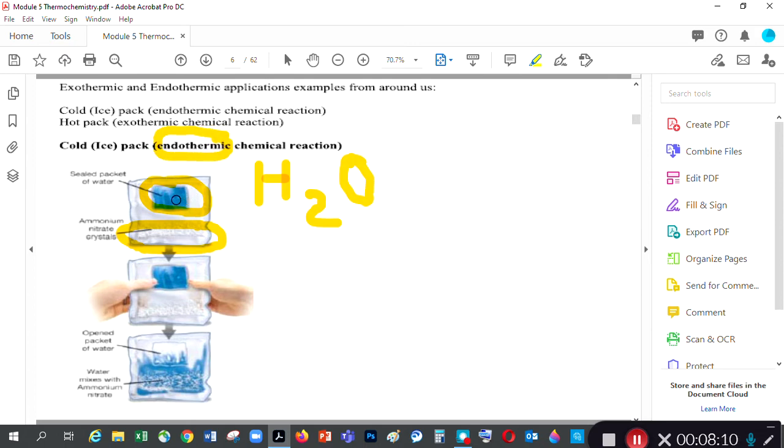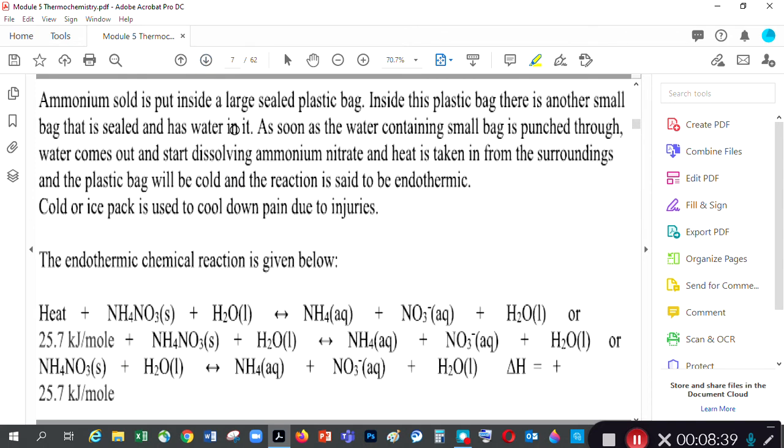When I punch through the H2O pocket here, the H2O will come in and will start dissolving the ammonium nitrate, and the heat will be gained, and therefore the whole pack feels cold. So the cold ice pack is used mostly to cool down pain or injuries. And this is just the endothermic reaction.